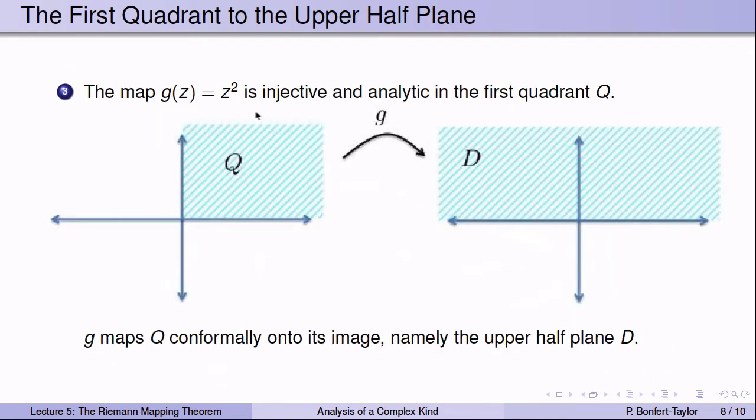Another example, let's look at the map z squared. We know the map z squared is injective and analytic in that first quadrant, and it maps it conformally onto the upper half plane, which we named D in our first example. So the first quadrant is mapped conformally under the map z squared to the upper half plane. Now let's put all this together.